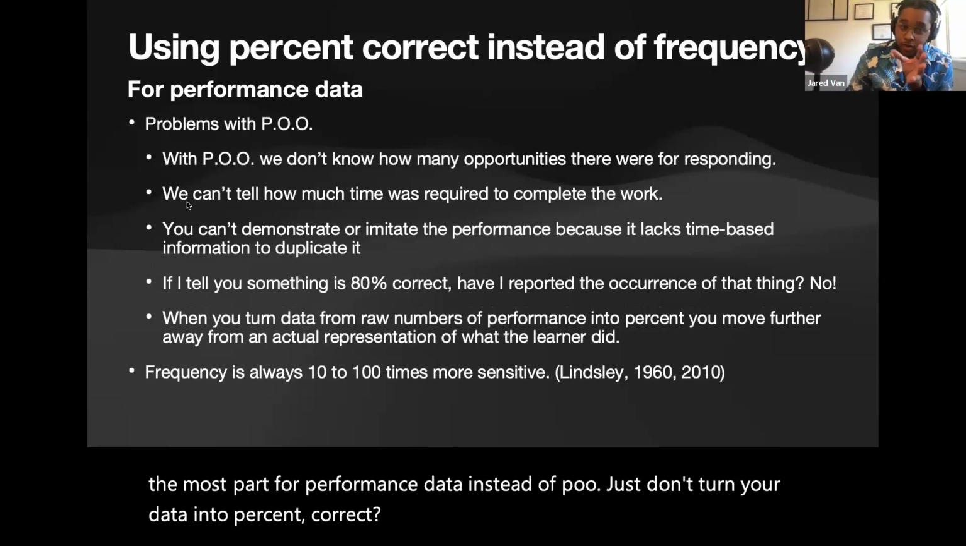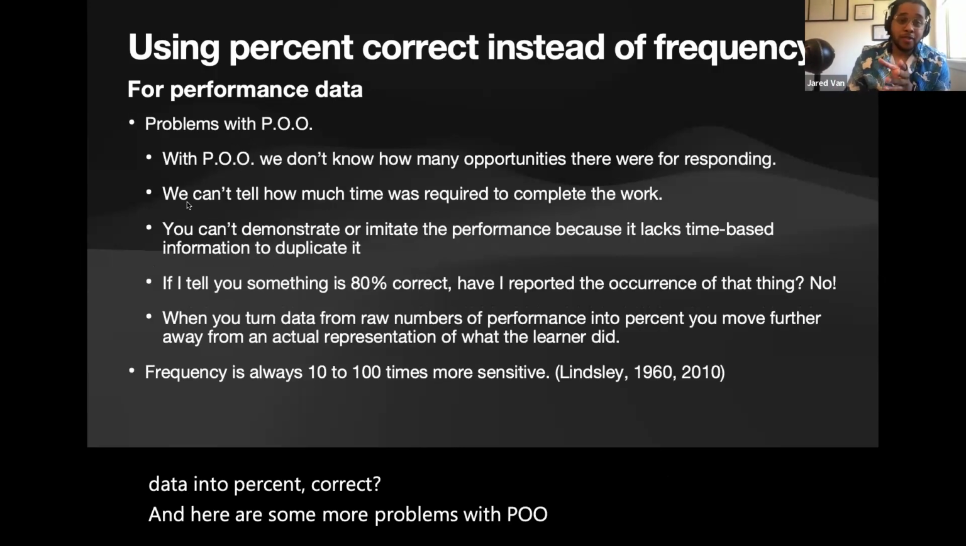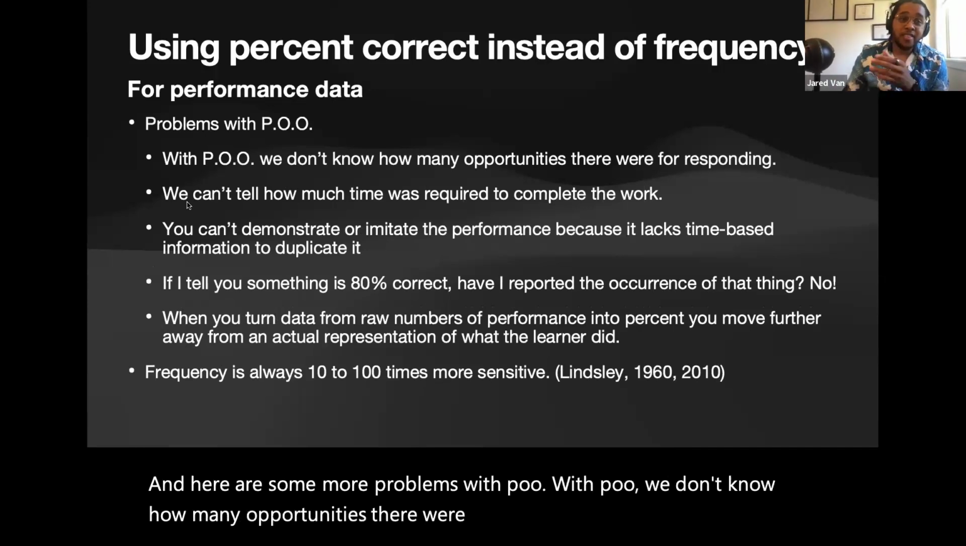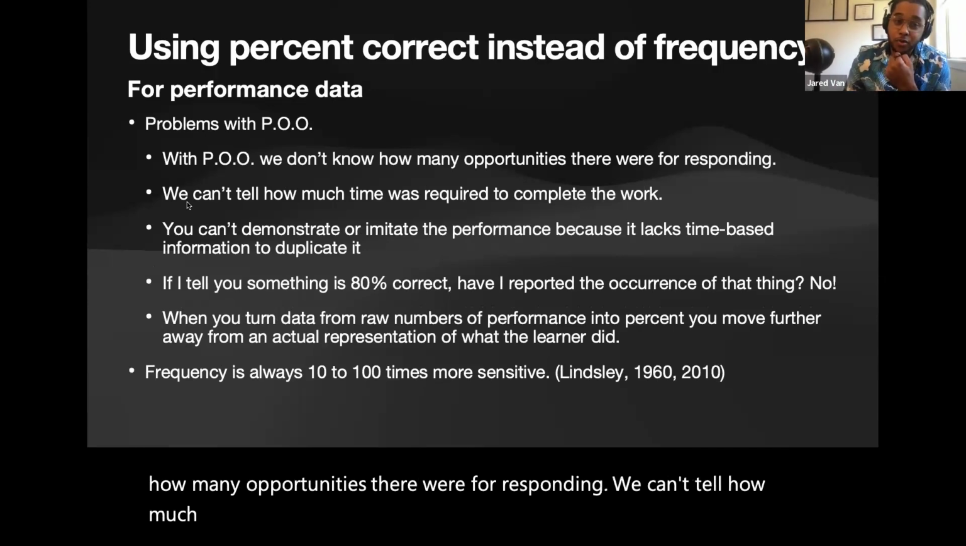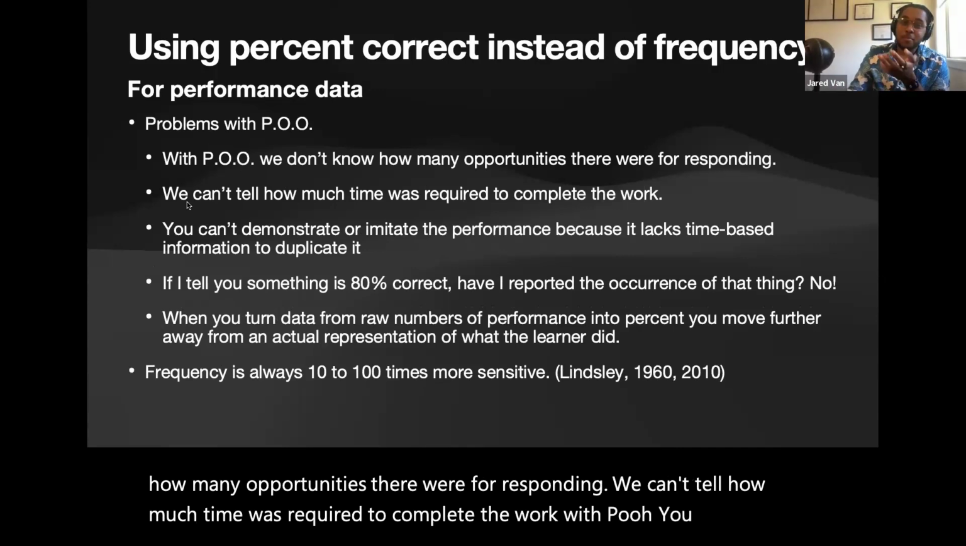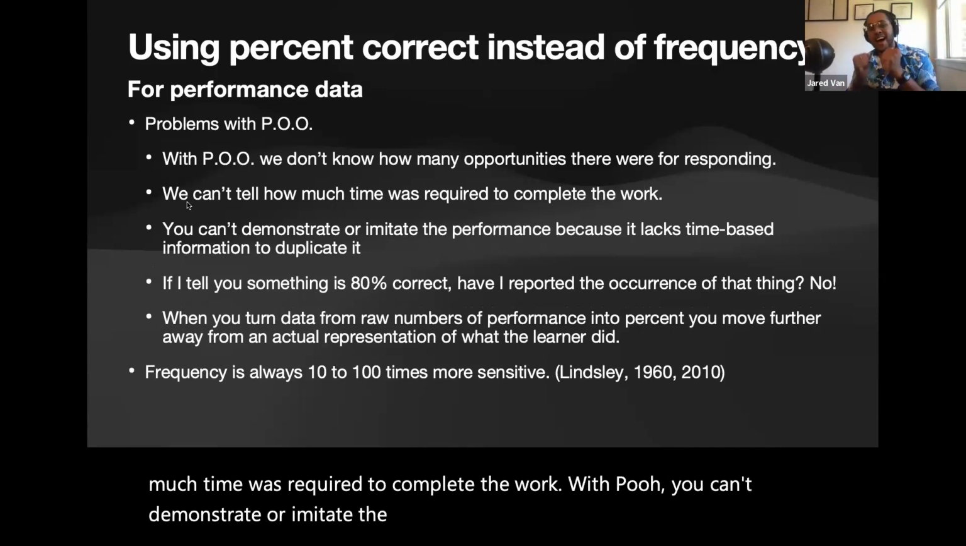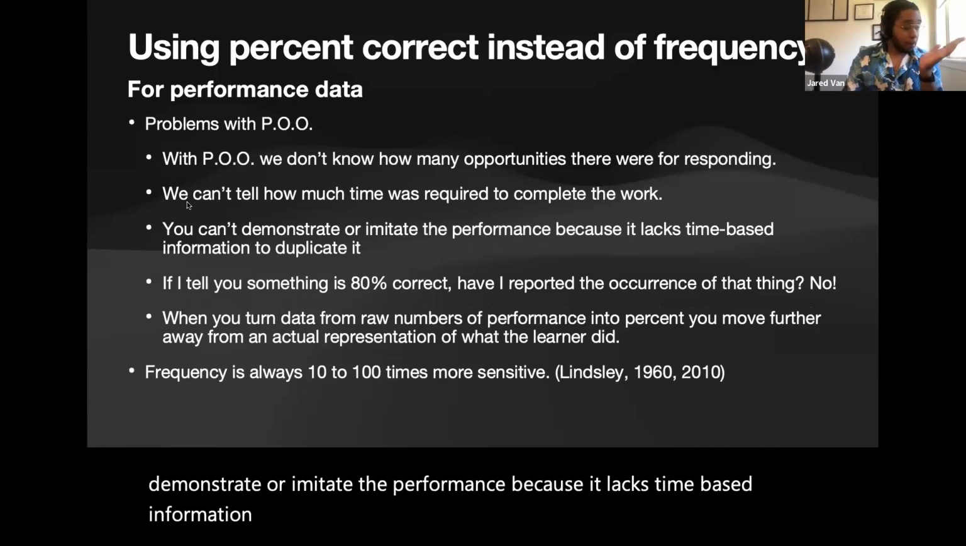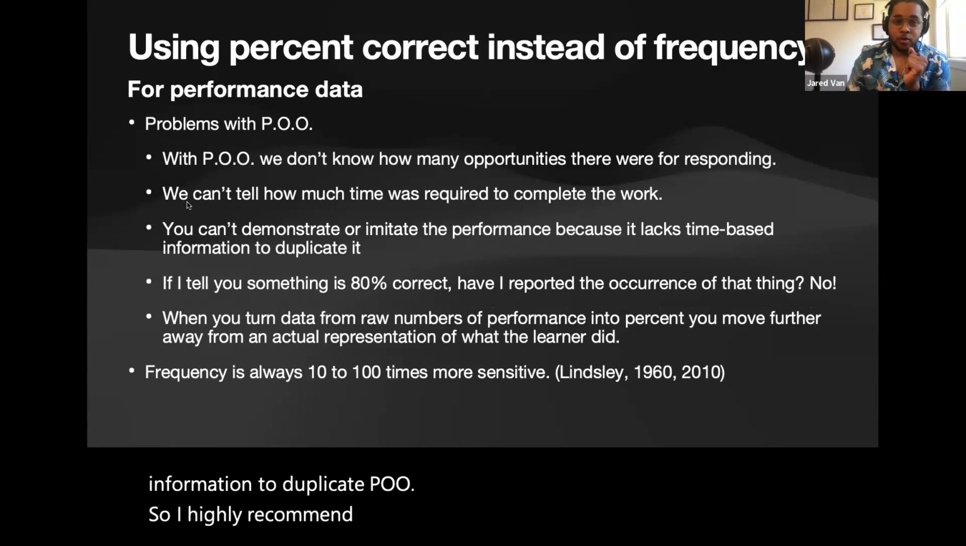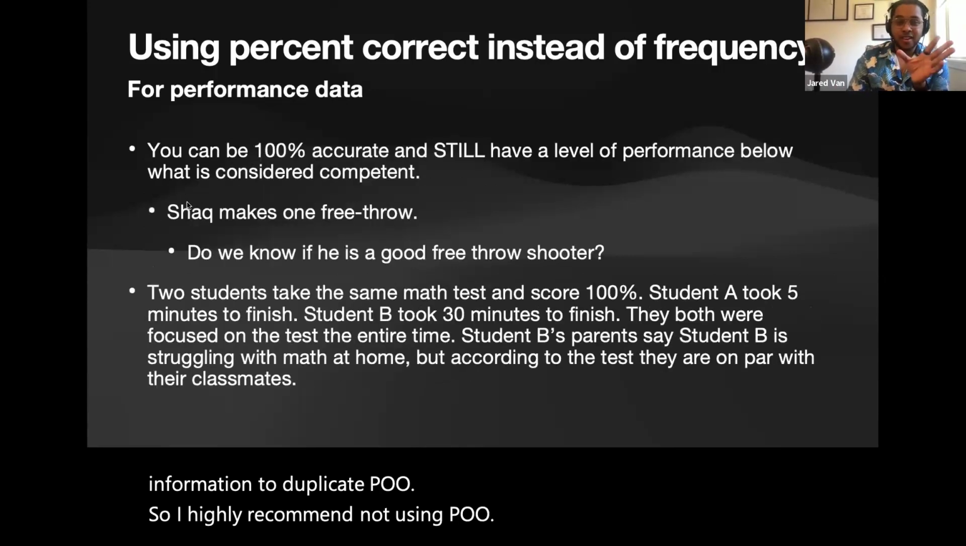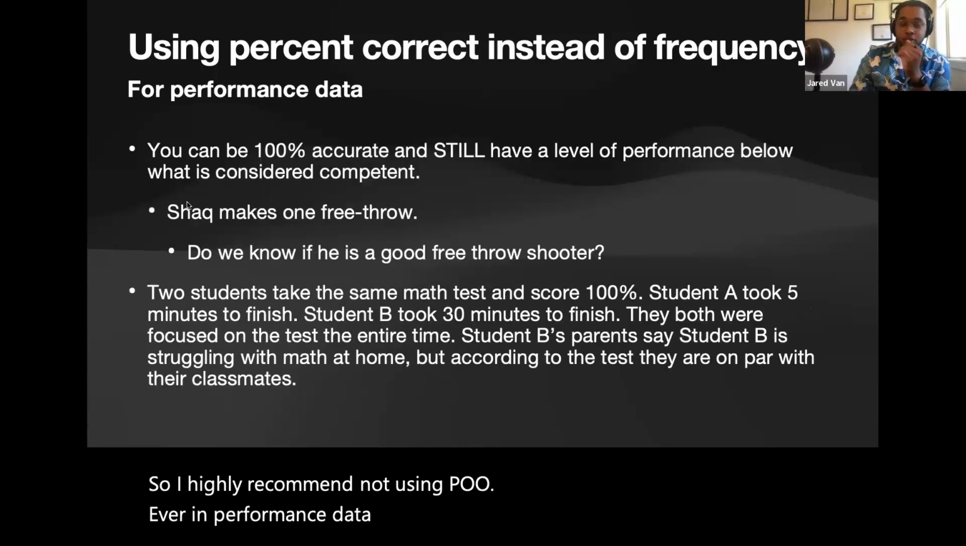And here are some more problems with poo. With poo, we don't know how many opportunities there were for responding. We can't tell how much time was required to complete the work. You can't demonstrate or imitate the performance because it lacks time-based information to duplicate. So I highly recommend not using poo ever in performance data, because here are some examples.